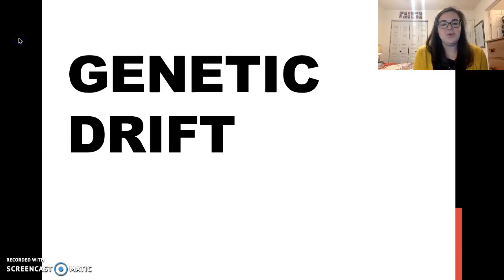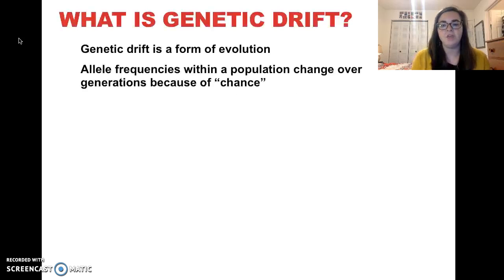Okay, guys, so today I want to talk about genetic drift, which is a topic that comes up pretty often in the discussion of evolution. So, what exactly is genetic drift? It is a mechanism of evolution. It's a way that evolution occurs. There are many ways, and this is just one of them.